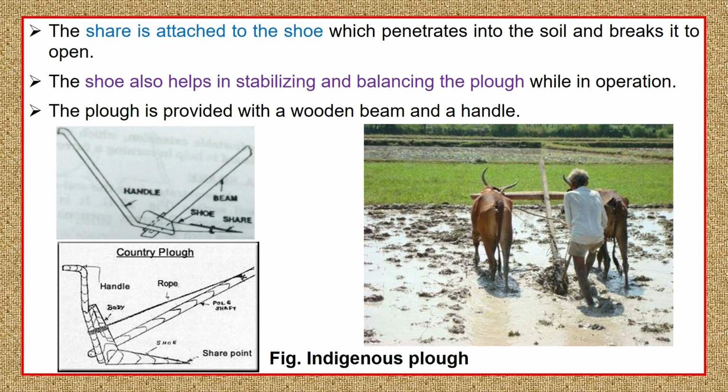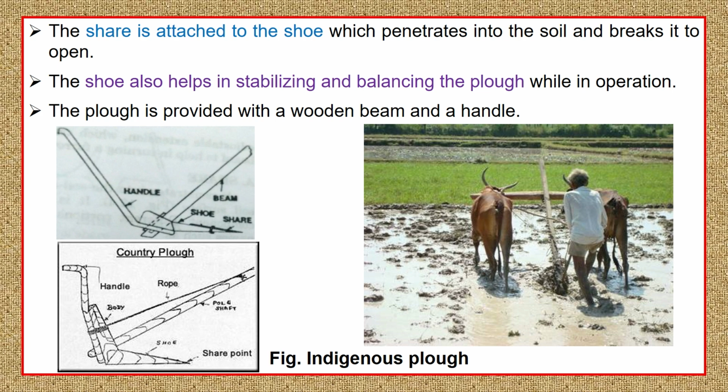The plough is provided with a wooden beam and handle. The major reason behind using more portions of wood rather than metal is to make it light in weight. If you make the entire plough with metal, it becomes heavy, and the animal cannot pull it; the draft will be more. That's why indigenous ploughs are generally made from wooden material, and the share is the only metallic part in the implement.